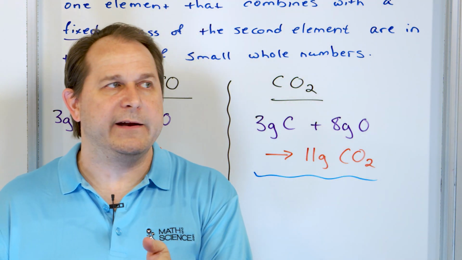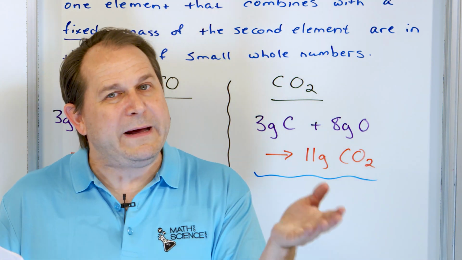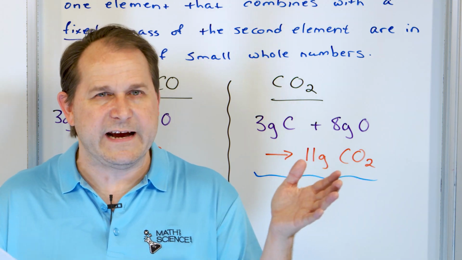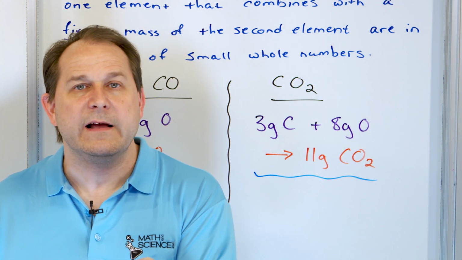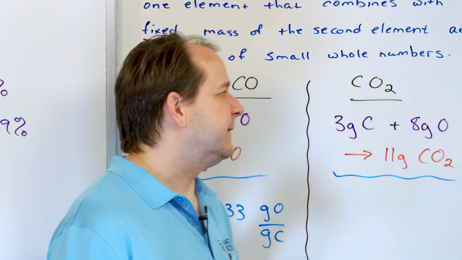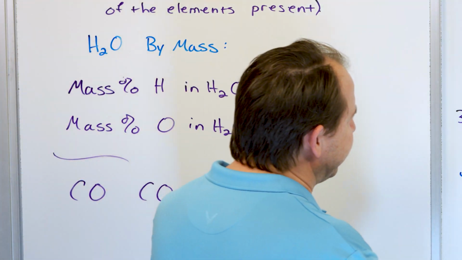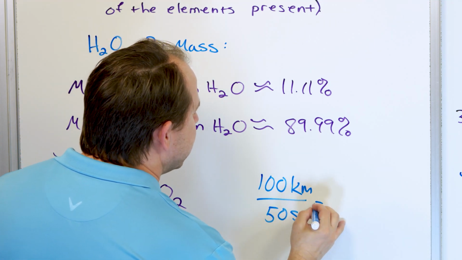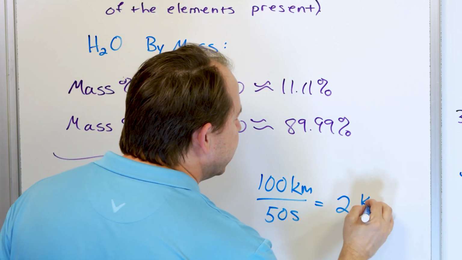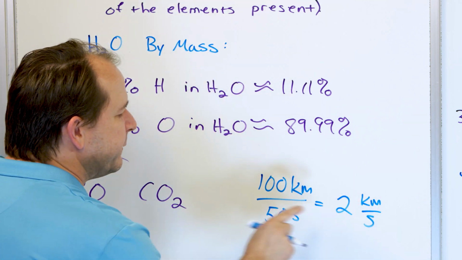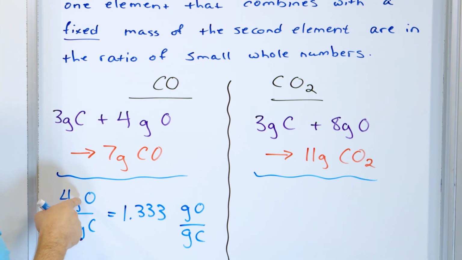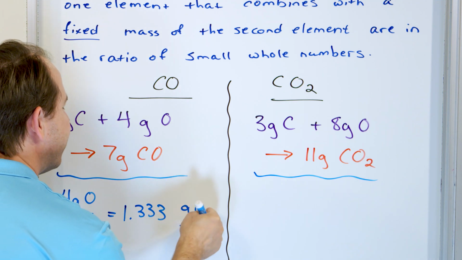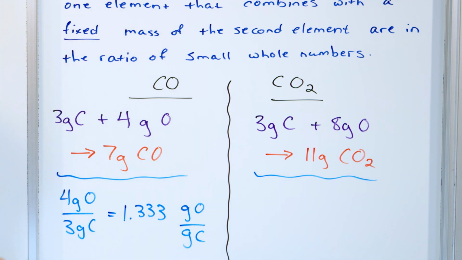Yes, you actually went 100 kilometers in 50 seconds. But to really compare everything the same, you actually do the division. 100 divided by 50 is really 2 kilometers per second. So if you do 100 kilometers in 50 seconds, then when you divide this, it comes out to 2, and the unit is kilometers per every 1 second. So we really reacted 4 grams of oxygen with 3 grams of carbon. That's the ratio, but that's the same thing as 1.333 grams of oxygen for every 1 gram of carbon. That's the ratio of the reaction that's going on here, okay?